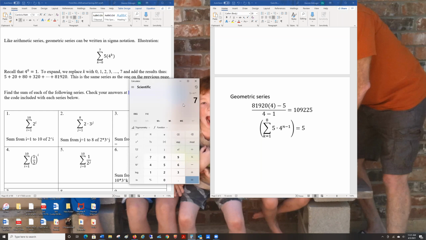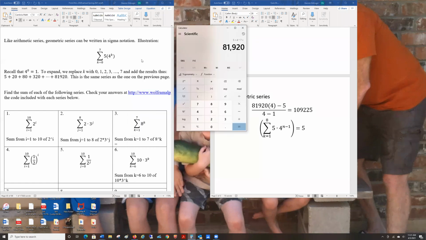And I will tell you that your scientific calculator will do 4 to the 7th power first and multiply that by 5 and wind up with 81,920. Isn't that cute? Now, a lot of people are surprised when there's only 8 numbers here. Really? Yeah, well, guess what?